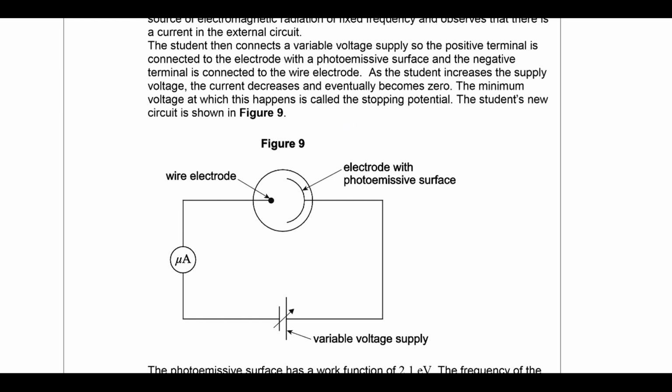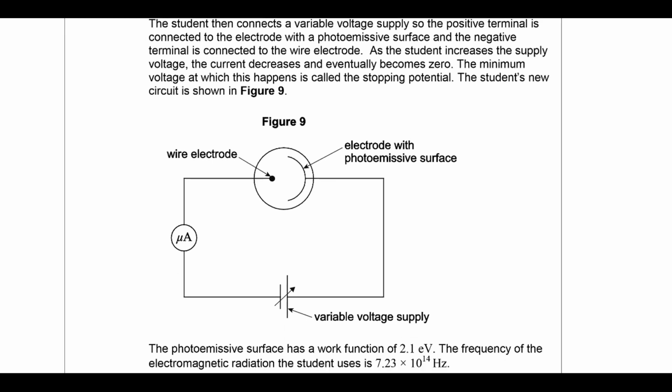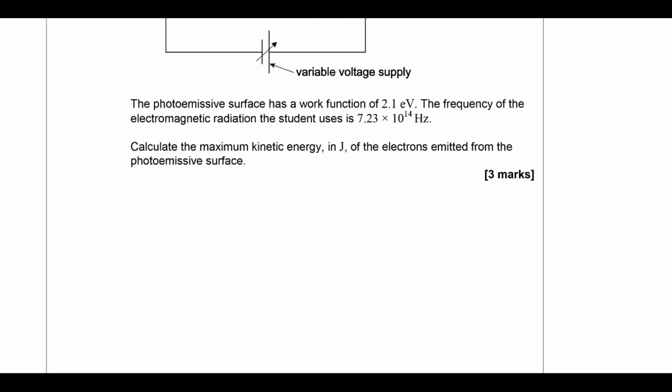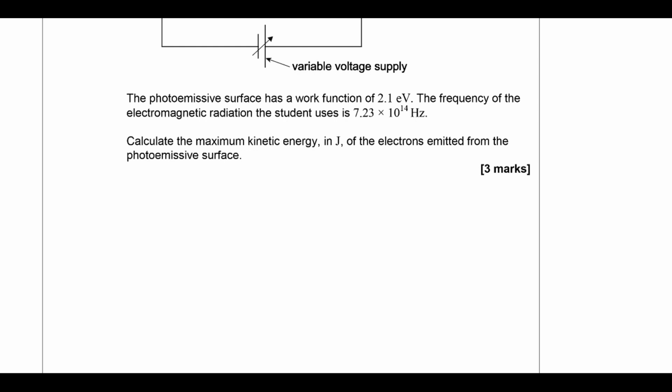So essentially, photons coming in will release electrons here, creating a current this way. And this power supply is essentially going to do work to try and stop electrons being emitted from the material. When we find the stopping potential, we know the work done by the power supply is equal to the kinetic energy of the electrons when they're emitted. So what we've got is the work function of our material, and the frequency of the radiation used.